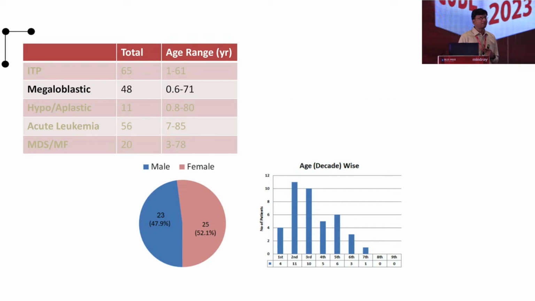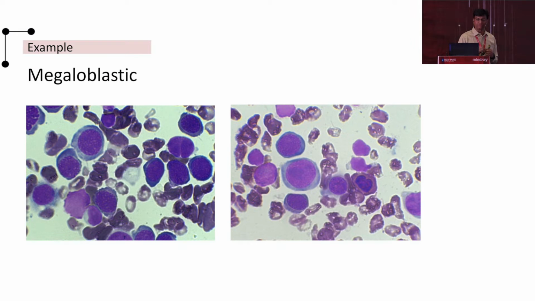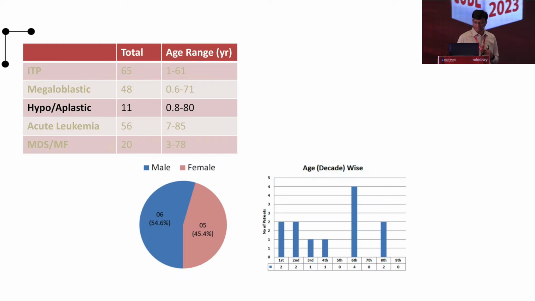Then megaloblastic anemia, we had 48 cases. This is pure megaloblastic, not mixed erythroid. This is a very nice megaloblast in the bone marrow aspirate. Then we had around 11 cases of aplastic anemia or hypocellular marrow. One interesting point is that hypocellular marrows were common in the early decades of life and in the later period.